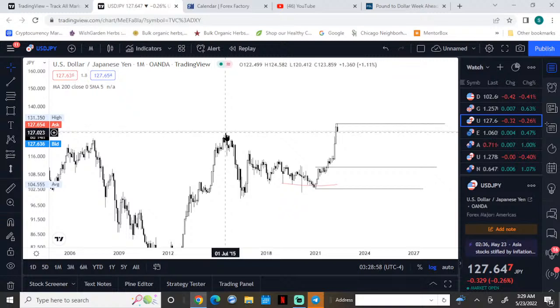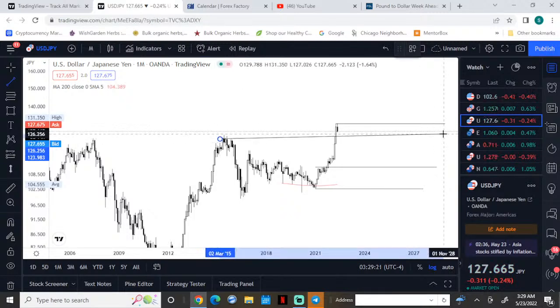I'm also gonna mark this zone up right here from 2015. Should I mark it? Because price just shot up there. It hasn't been this high since 2015. I feel like it's gonna come back down, retest this area. I think it's an important area.